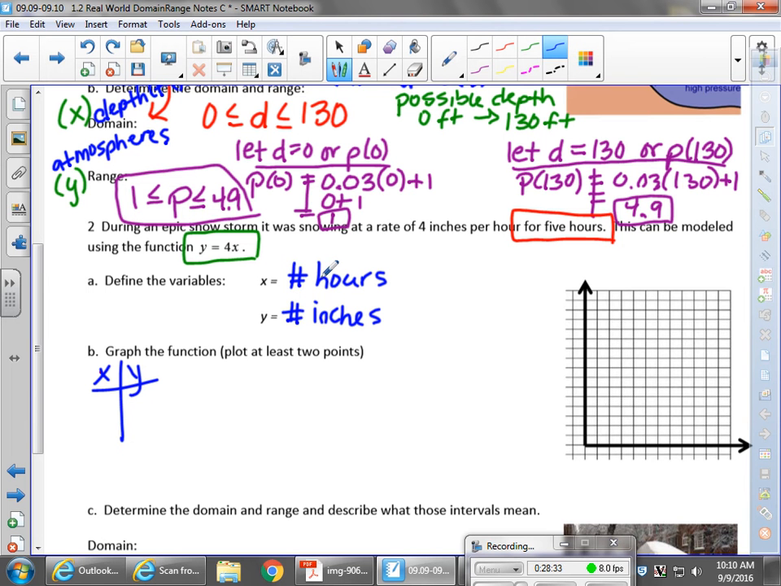Less than that. Ooh, I heard it. No hours would be 0. So let's choose 0 as a point. And then what was the restriction on the time? 5.